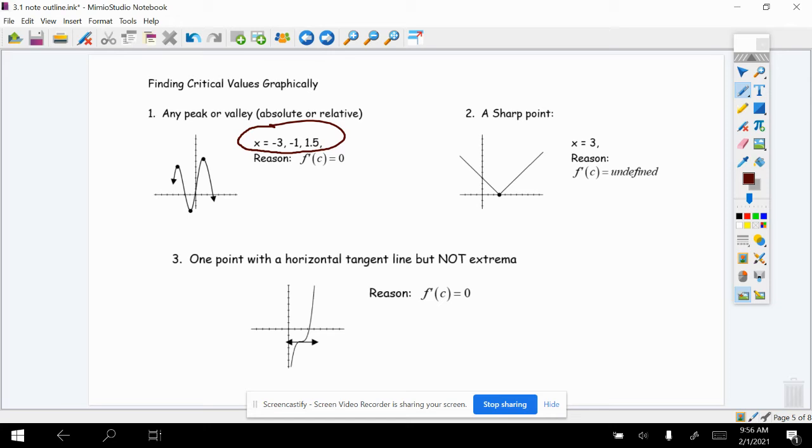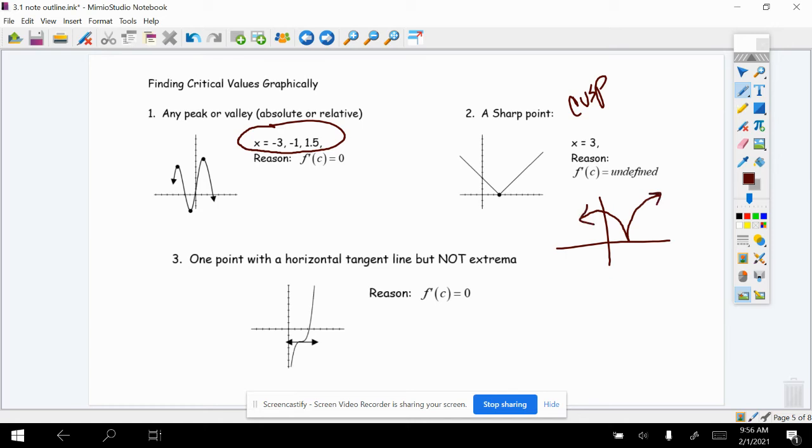The second place that we can have critical values, it's also pretty visually obvious, is anytime we have a sharp point. I also use the word cusp. So if you see the word cusp, it's just a fancy word for sharp point. And these happen a lot with absolute value graphs. They can also happen kind of curved. You can have a graph that looks like this, like the path of a bouncing ball.